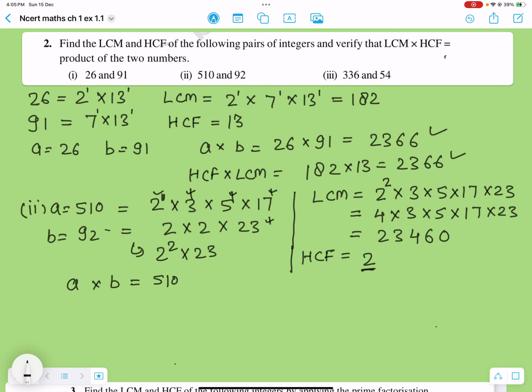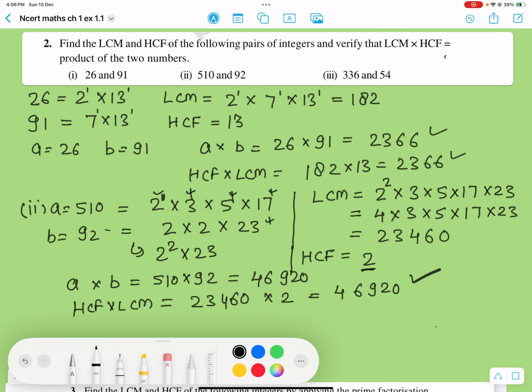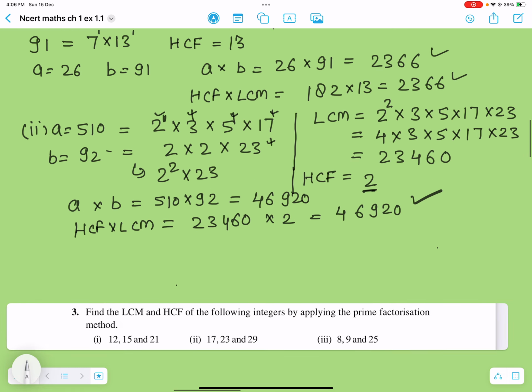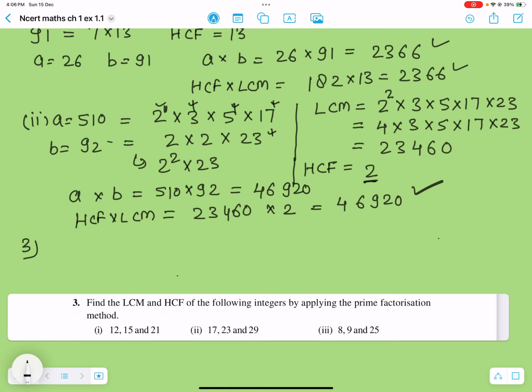would become 510 multiply 92, and the answer would be 46920. Similarly, if we multiply HCF by LCM, 23460 multiply 2, then the answer would be 46920. All right, so this is how we have verified on these two numbers. Cool. So the next pair for us is 336 and 54. So we'll take down the third number.